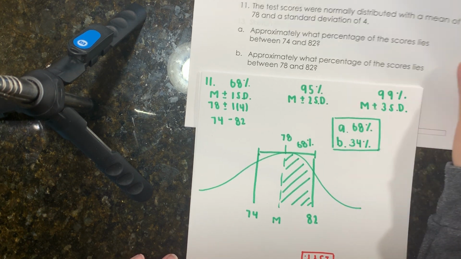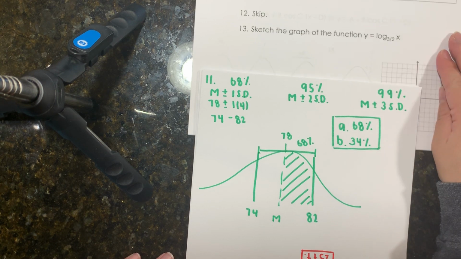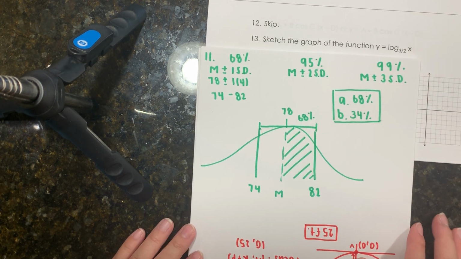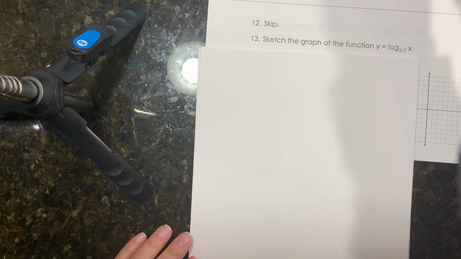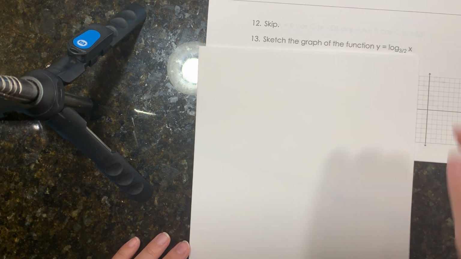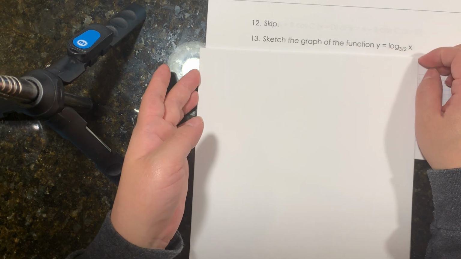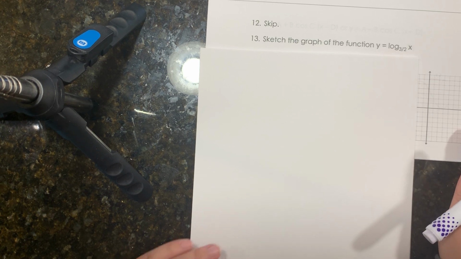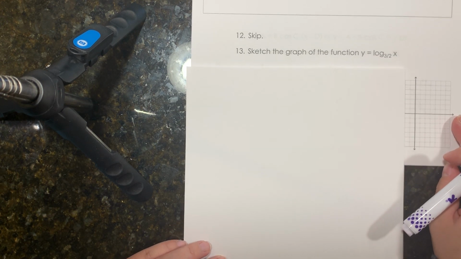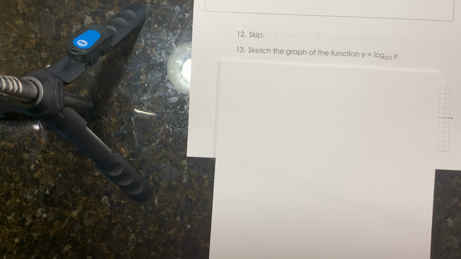Okay, and that concludes number 11. Number 12, on this lesson only, you actually can skip because I think it's one of those that you can't divide into 4 equal groups, so I'm not requiring you to do number 12. So number 12, you can skip. And if you're actually watching this video, you know that you can skip it now.